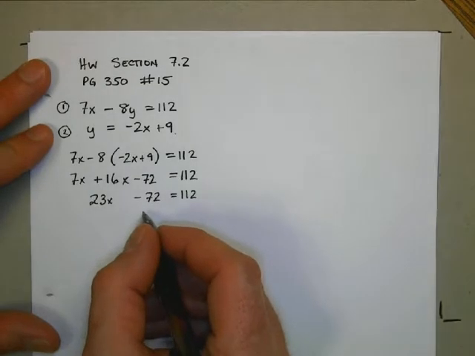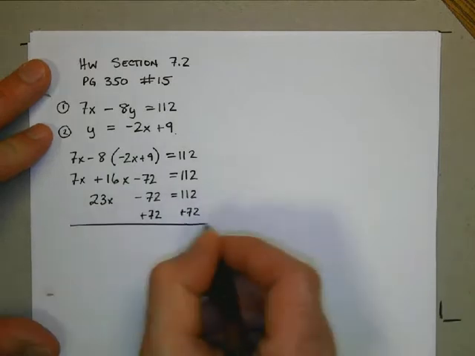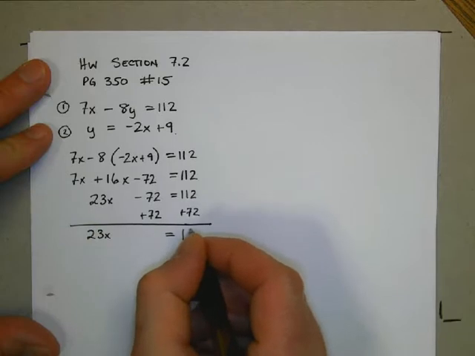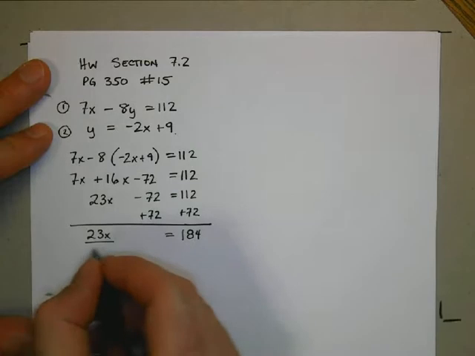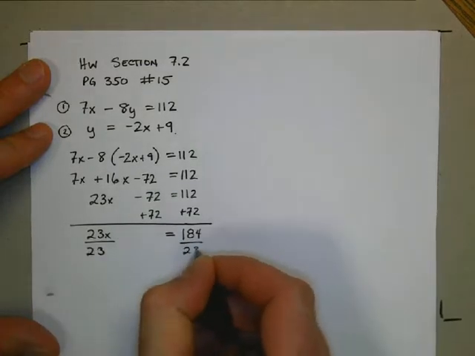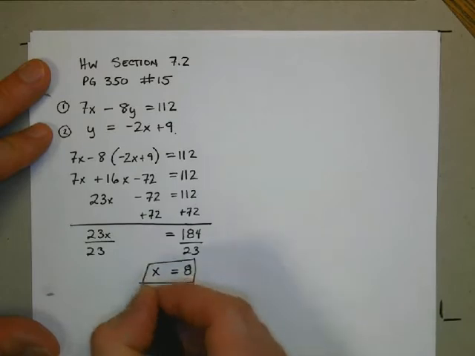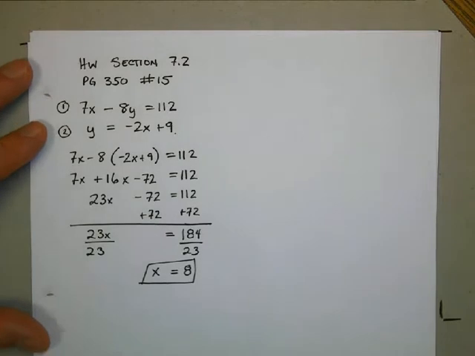We now need to get the numbers on the same side of the equation, so we move the numbers to the right. We add 72 to both sides. 112 plus 72 is 184. To solve this, when we have 23x equals 184, we can divide by 23 on both sides, and 23 divided into 184. On your calculator, you could do that very easily. That would be 8. We now have solved for the first variable of the equations.